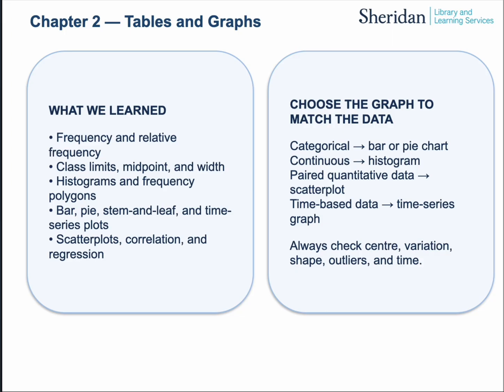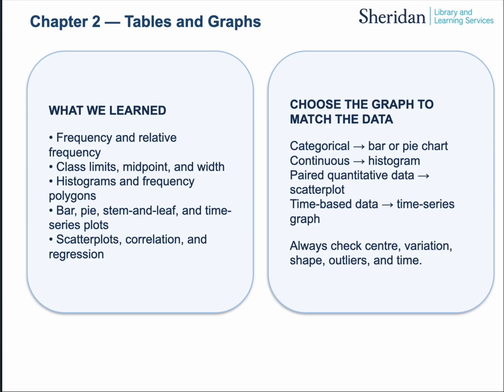One of the first things we learned was how to construct frequency tables and relative frequency tables. A frequency table simply tells us how many observations fall into each category or interval, while a relative frequency table tells us the proportion or percentage of observations in each group.